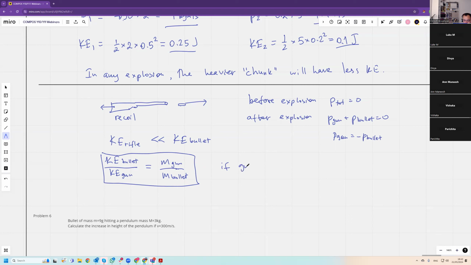If the gun is 100 times heavier, the bullet will have 100 times more kinetic energy. And that makes sense because you want the bullet to have a lot of energy, and you definitely don't want the gun to have the same amount of energy, right? Otherwise, you could only use it once. Okay, make sense? Any questions?